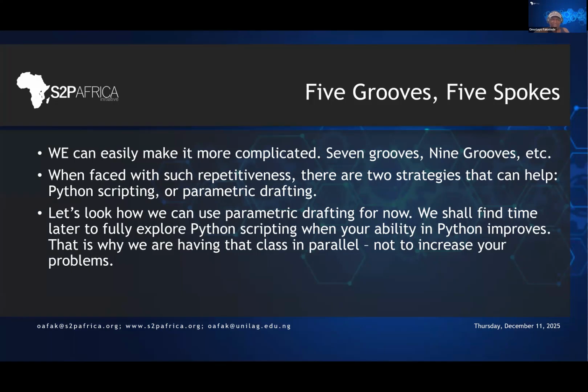When faced with such repetitiveness, there are 2 strategies that can help: Python scripting or parametric drafting. Okay, we're choosing parametric drafting here. Let's look at how drafting can do it. We'll find time later to explore Python scripting. We'll see some Python scripting before the end of the class. That's why we are having that class in parallel, not to increase your problems.